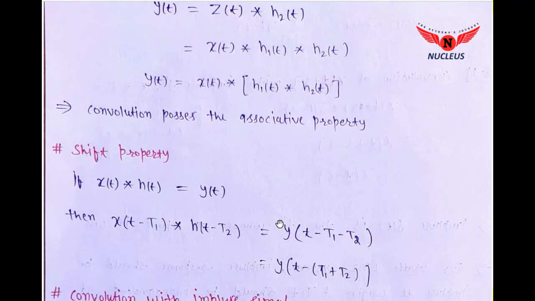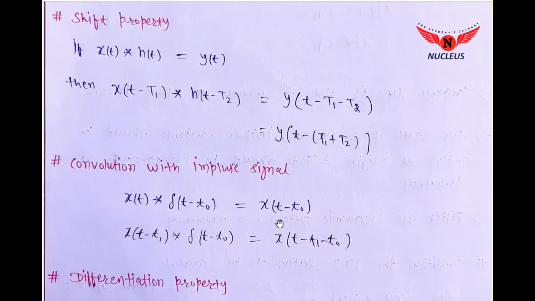Next property is the shifting property. If x(t) convolution h(t) is equal to y(t), then if you delay the input signal and if you delay the system, the output is y(t minus t1 minus t2), or we can further say y(t minus (t1 plus t2)). So the delay in the output is the total sum of the delays.